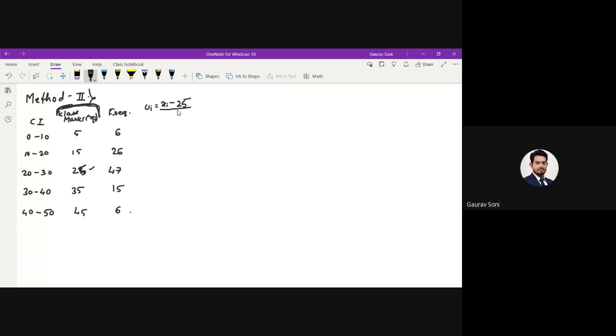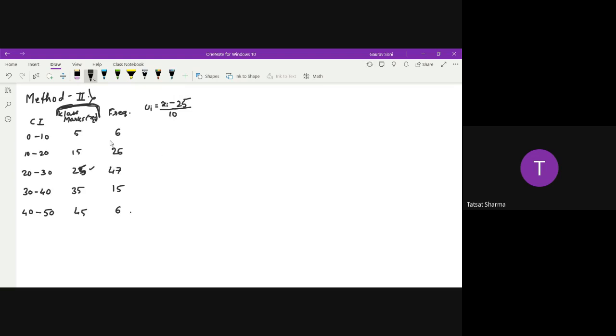Okay. If you divide by 5, what will you get? 15 minus 25, that is minus 10, divided by 5. 5 minus 25, minus 20 by 5. Still we are getting large values. Can you make it smaller? Divide by 10.